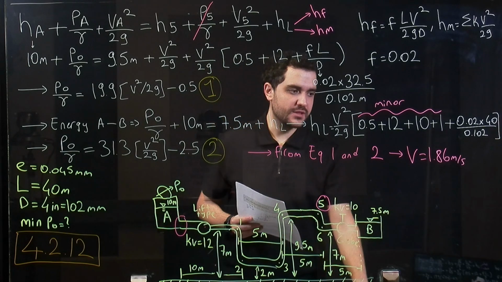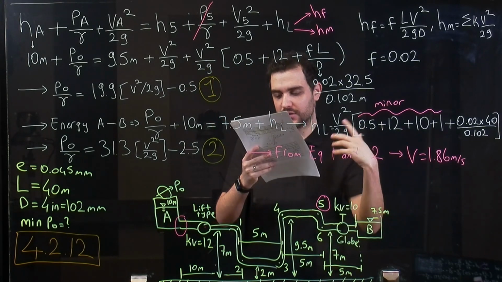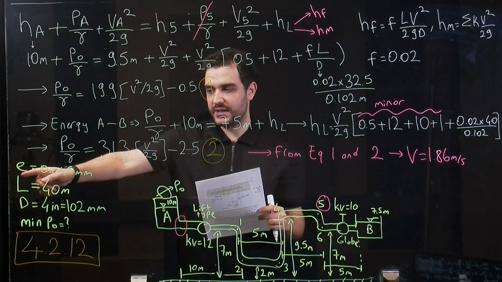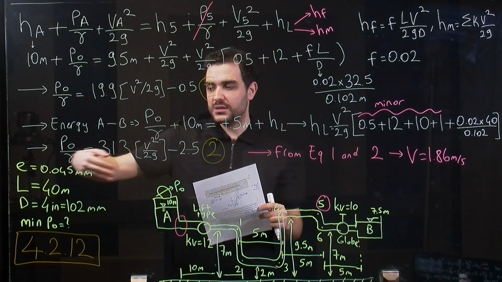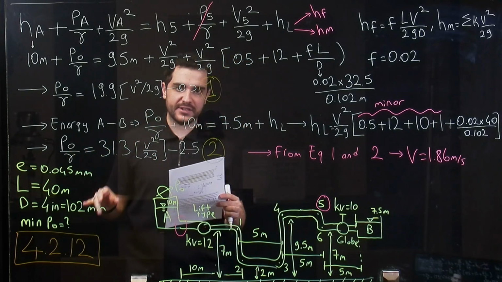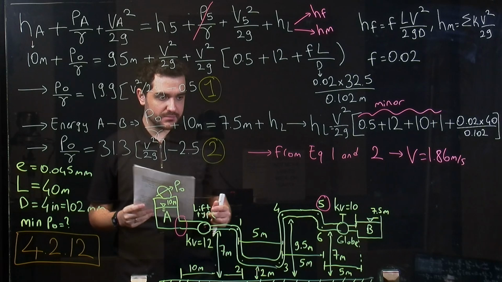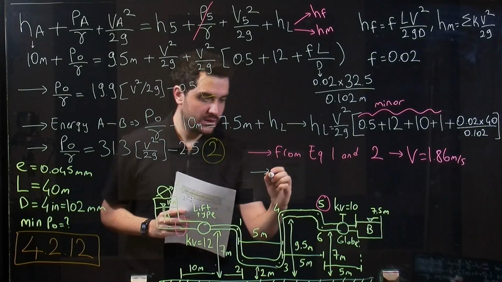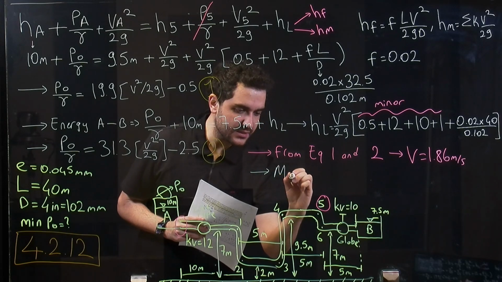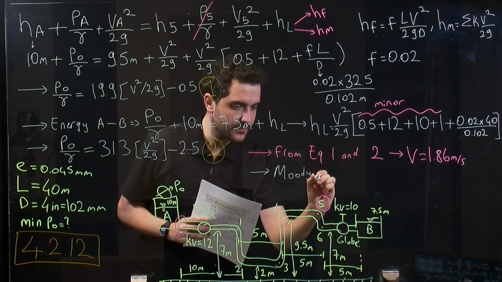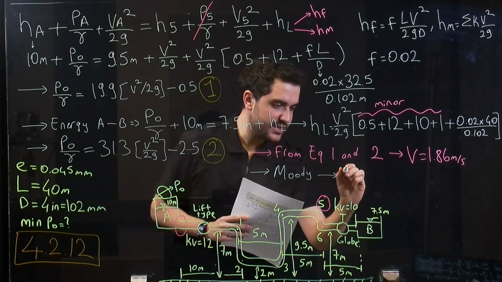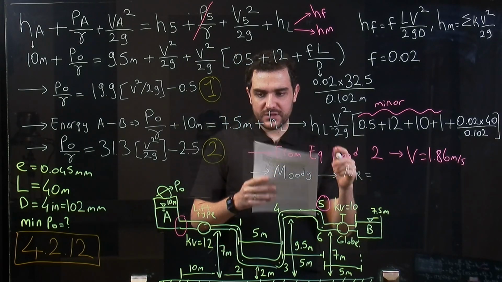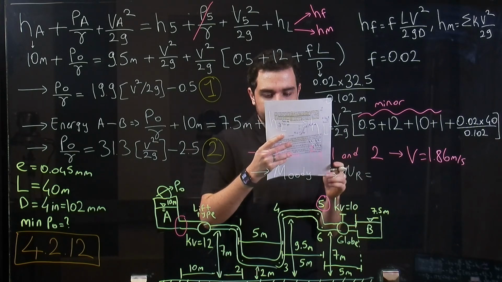And now, since we know the velocity here, we can calculate the Reynolds numbers, and we can calculate E over D here. So we can get the actual friction factor using the Moody diagram. And let me write that, Moody. So the Reynolds number is dV over kinematic viscosity.